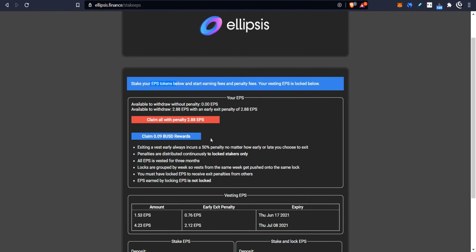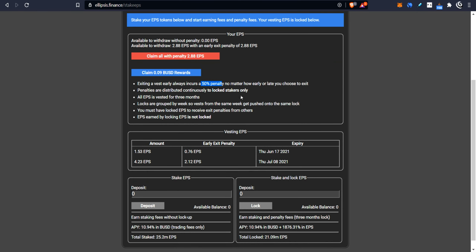So this is something that's actually important for people who are coming from Curve. So I will go through this a little bit slower. All the EPS tokens are vestable for 3 months. So they're locked for 3 months and you cannot claim them for 3 months. If you want to claim them early, then you will incur a 50% penalty. So if I have 100 tokens here and I want to claim them now, then I will only get 50 tokens. Okay? So what happens to those tokens?